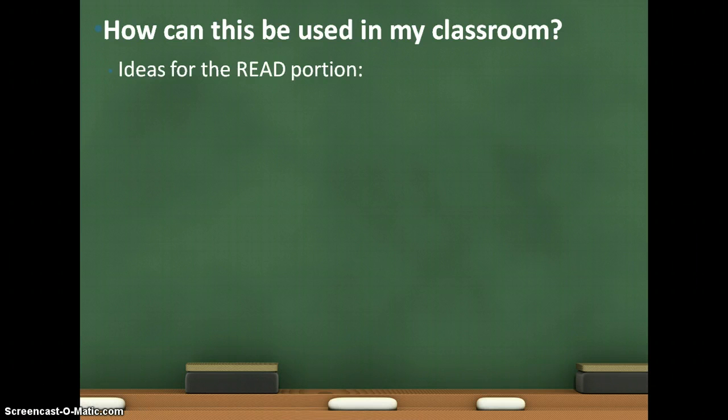So, ideas for the read portion. This is an especially good strategy for reading a brand new passage that they have never encountered before. Perhaps it is a science book over a new concept that they have no familiarity with. Perhaps it is a math textbook that is automatically confusing. This strategy gives students some support and some scaffolding to process what they are reading.